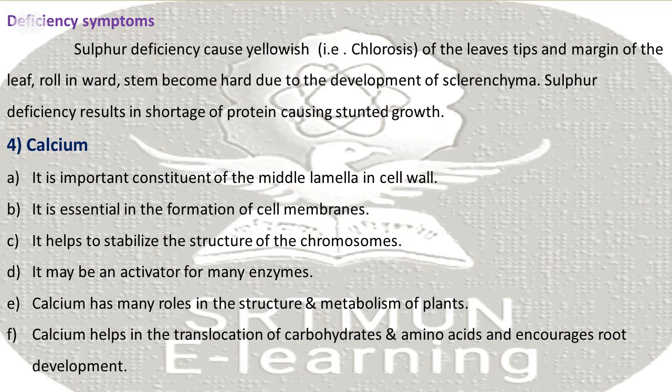Next point, calcium. It is an important constituent of the middle lamella in the cell wall. It is essential in the formation of the cell membrane. It helps to stabilize the structure of chromosomes. It may be an activator of many enzymes. Calcium has many roles in the structure and metabolism of the plant. Next, calcium helps in the translocation of carbohydrates and amino acids and encourages root development.